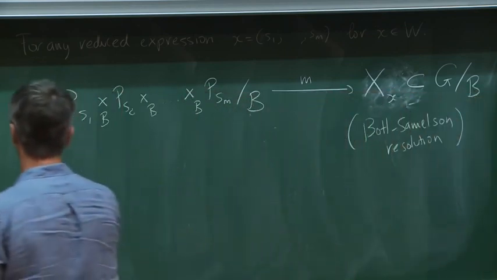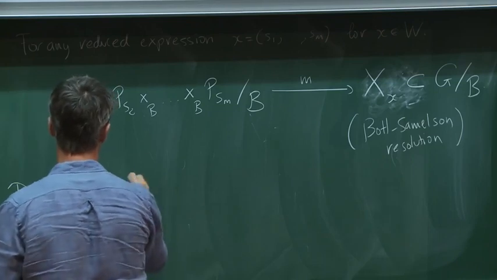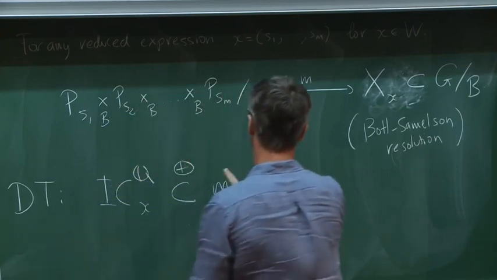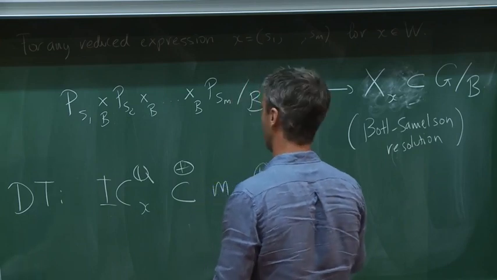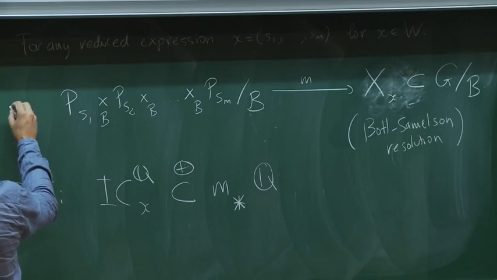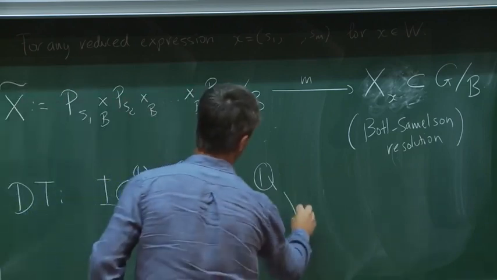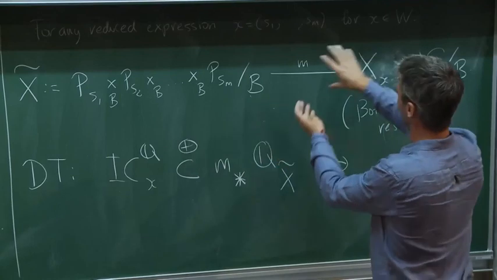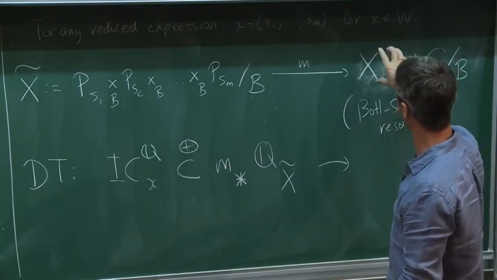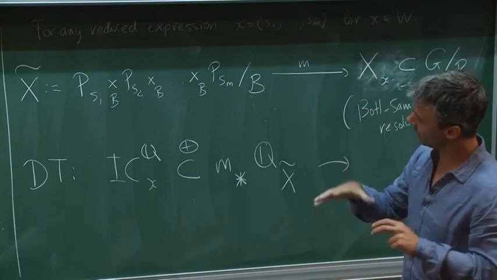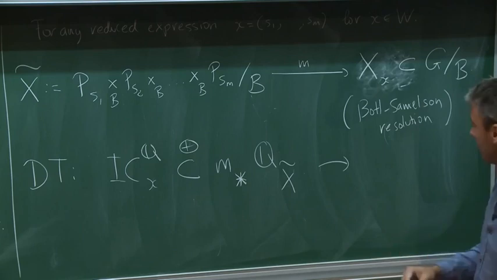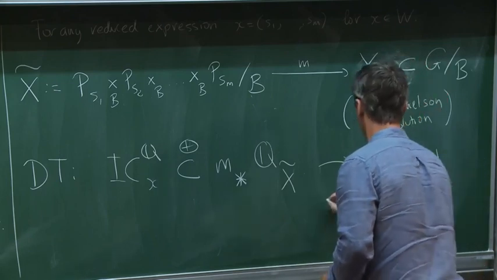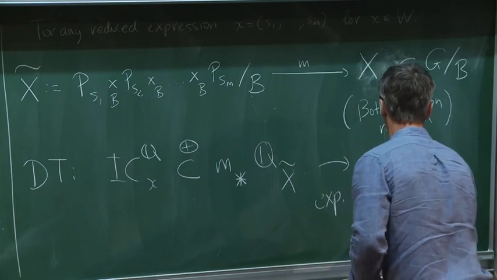And then the decomposition theorem says that the IC of X_x appears as a summand inside the direct image of Q under this resolution. If you imagine what's happening here, the decomposition theorem tells you that you have this intersection complex supported on the open orbit, and then you have stuff supported on smaller orbits, but there you know all the stalks by induction, and so this gives the combinatorial expression for Kazhdan-Lusztig polynomials.